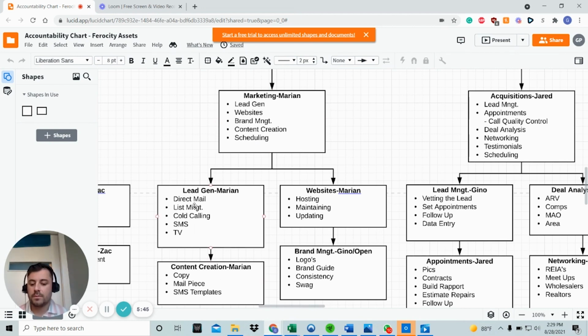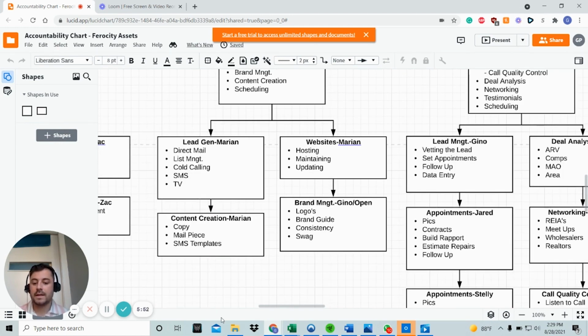So she's in charge of our direct mail, list management, cold calling, SMS, TV. And the thing is, usually you would have under here cold callers and SMS and texters, but we've outsourced that to a company, which is actually a company we own. So technically it doesn't go on this accountability chart. So again, usually under here you would add a box and you would say your cold caller and your texter and what they do. Now we just have her in charge of all lead gen because she actually does that for another company. So she's in charge of direct mail, list management, cold calling, SMS, TV.